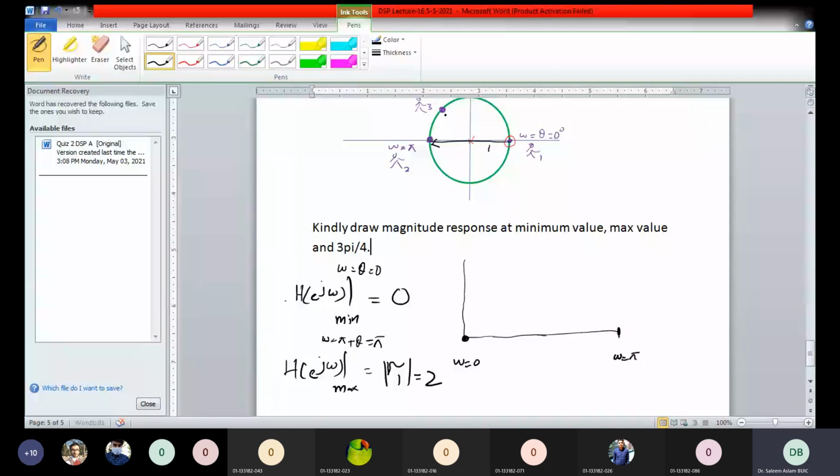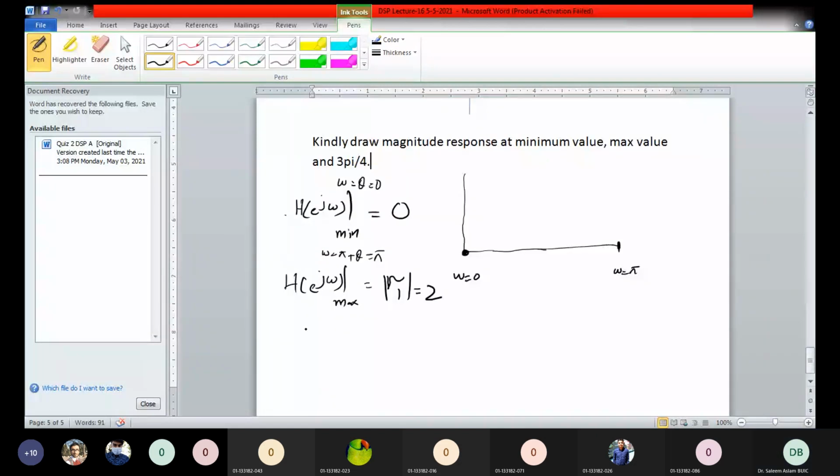What about its value at 3 pi by 4? 3 pi by 4 पे हम ड्रॉ कर लेते हैं. Let me take a different color. हम वही कलर ले लेते हैं. अब 3 pi by 4 पे हम इसकी जो लेंथ होगी हम ये ड्रॉ करेंगे. That is R2, right? R2 mod. So this is R1 mod and this is R2 mod. So इसकी जो omega is equal to 3 pi by 4 पे वैल्यू होगी H e to the power j omega, 3 pi by 4.